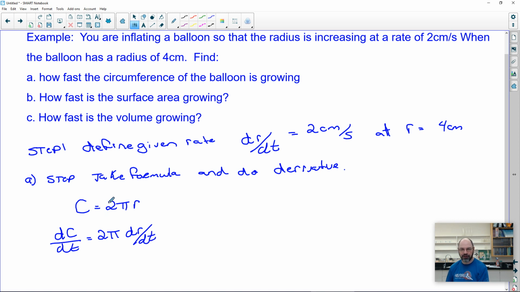Okay, so what you're doing is, let's call it differential so we don't get confused between derivative and differential. So you're doing a derivative of these two because you're relating those two rates together, circumference to radius. Okay, now that you have it, you can plug in your results. Step 2 was that. Step 3 is plug in the results.